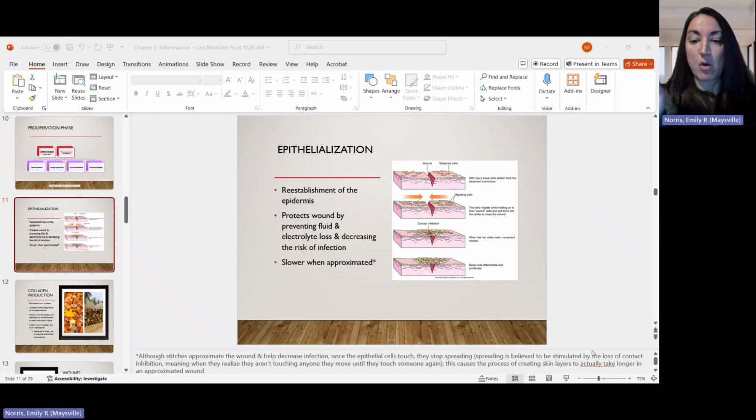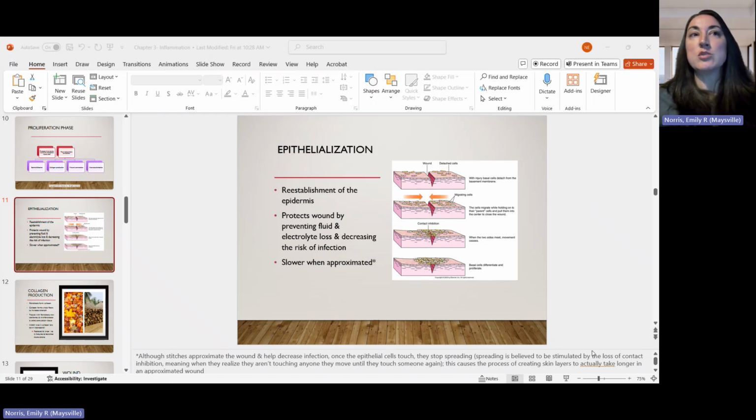So once you approximate a wound, like by stitching it up and bringing it together, closing it, it actually decreases the epithelialization because they're touching each other, and so they don't have that stimulation to produce more cells. So hopefully that makes sense. If it doesn't, just ask me in class exactly what that means.